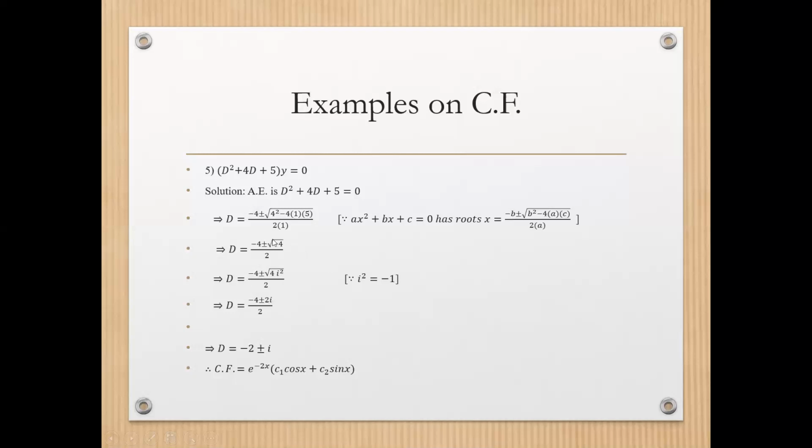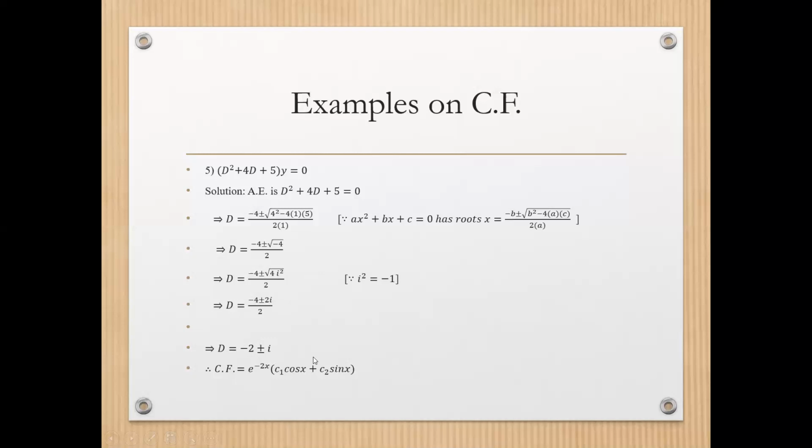So D = (-4 ± √(4·(-1))) / 2. It is not possible to find the square root of a negative number, so we convert it to a positive number. That's why in place of -1 we write i², as you know i² is -1. So D = (-4 ± √(4i²)) / 2 = (-4 ± 2i) / 2. Taking 2 common from the numerator, we cancel out and get D = -2 ± i.